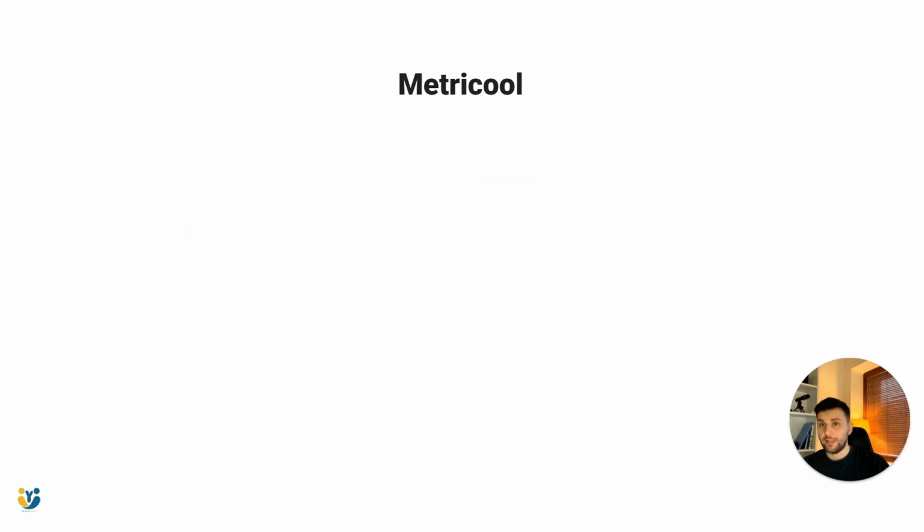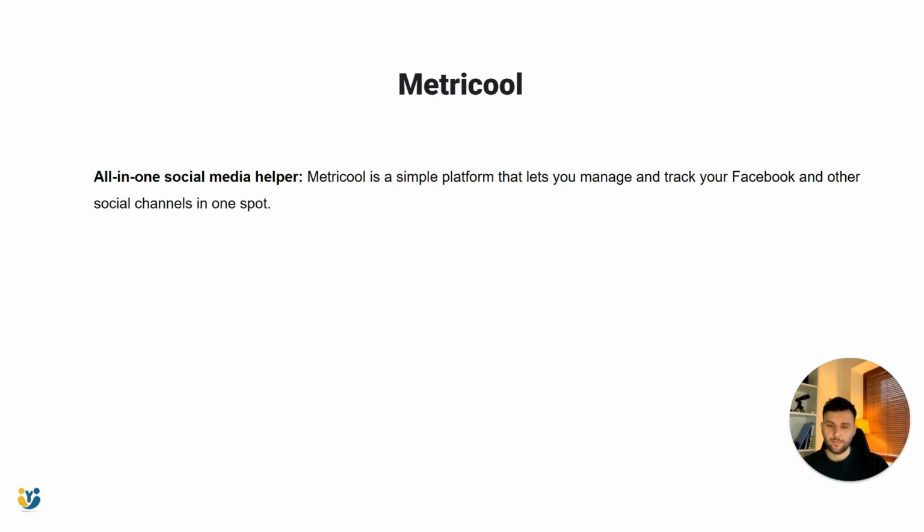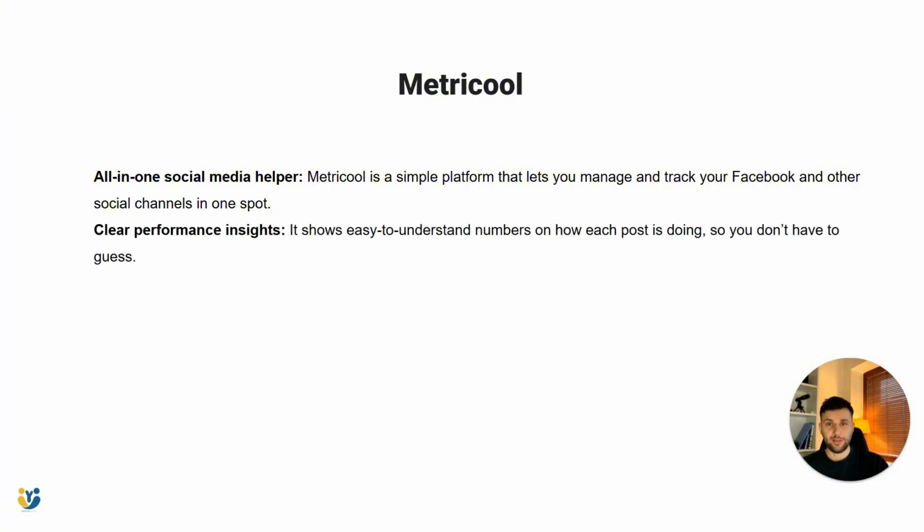Now, the next tool you can use is Metricool. And this is essentially an all-in-one social media helper, right? Because Metricool is a simple platform that lets you manage and track your Facebook and other social channels in one spot. That's a big advantage. Like if you have TikTok, if you have Instagram, if you have YouTube, you can put all these together and it helps you track them in one place, which is great. When you then expand to multiple channels, you can use it, and that's great.